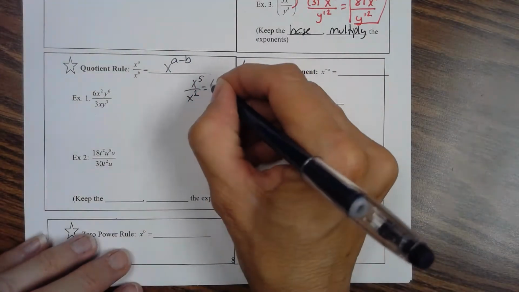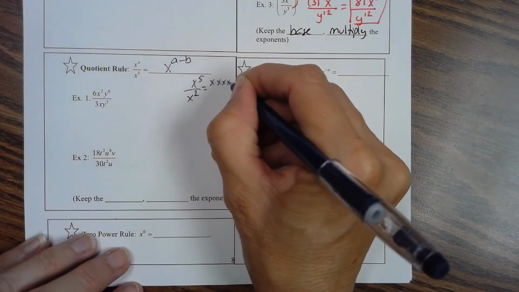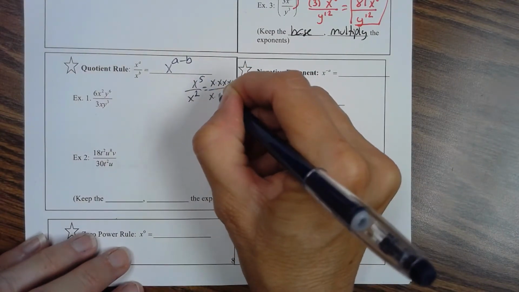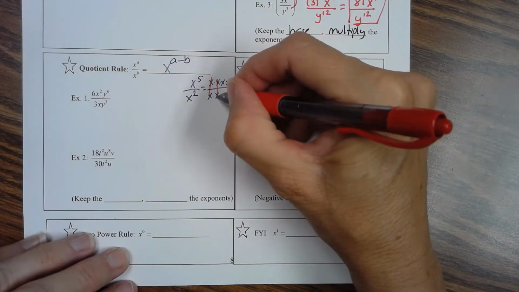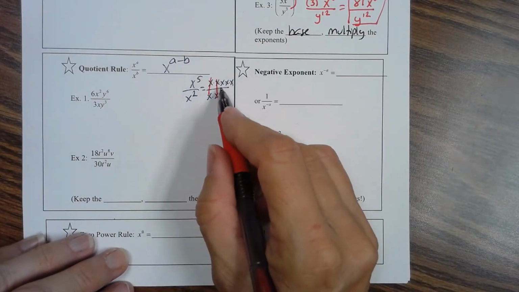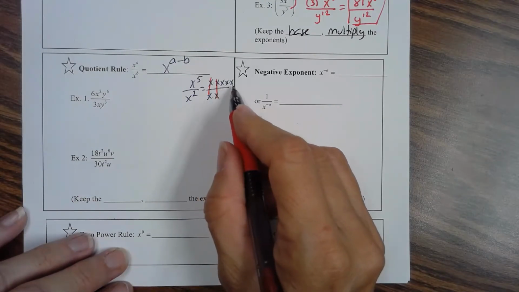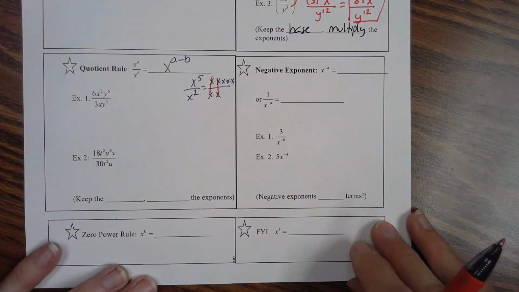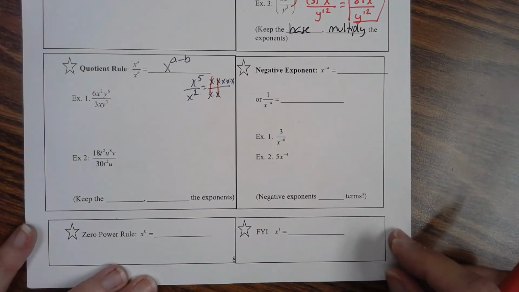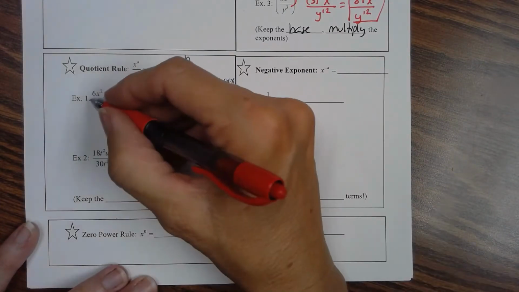But why is that? Because on the top, we have 5 x's. On the bottom, we have 2 x's. Because it's all multiplication, we can go ahead and start canceling. And let's look at what's left. X times x times x, which is x to the 3rd. So when we are dividing, we subtract exponents. Keep the base.